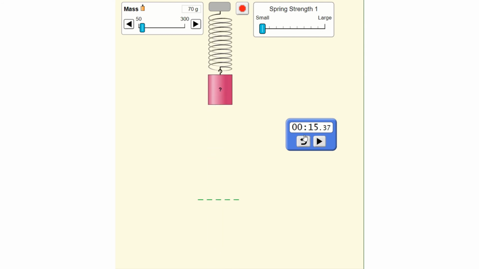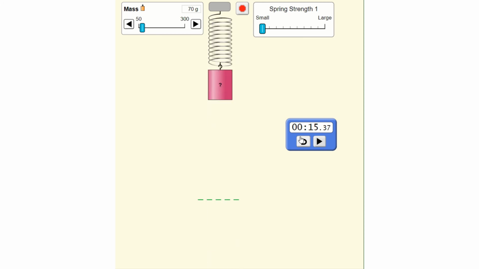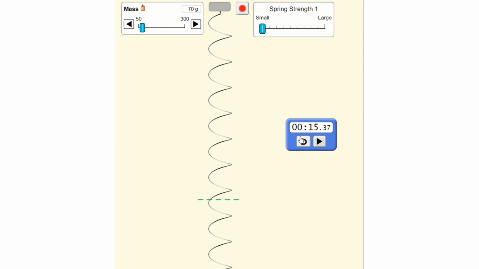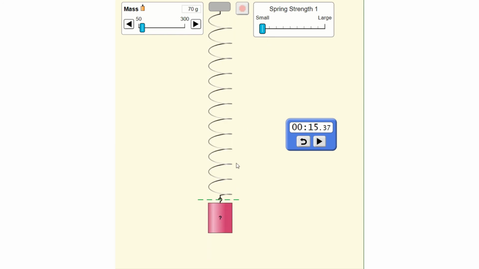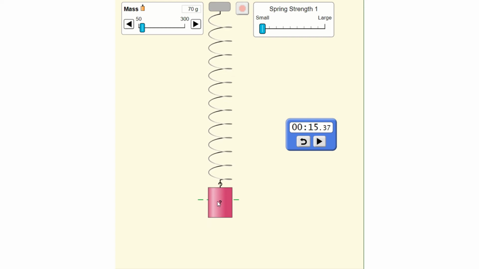I couldn't have done that if I'd ever do that again. So we've got 15.37. So the time now for one oscillation is 1.537. So our inescapable conclusion is, within experimental error, the length of time an oscillation takes for this oscillator does not depend on the size of the oscillations, and we call that isochronous behaviour.